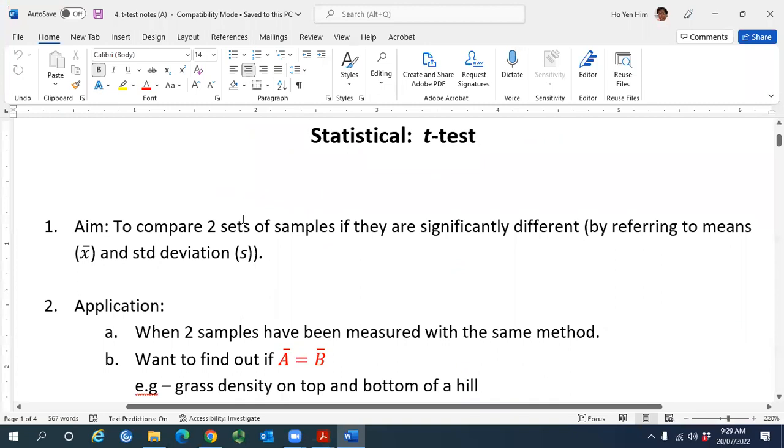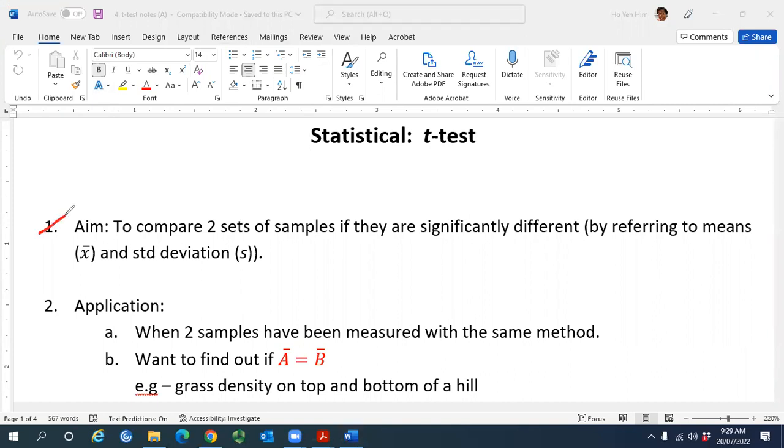Okay, so now we go to page 3 of your notes. What is the use of t-test? So t-test is used to compare 2 sets of samples if they are significantly different or not by comparing their means, and we also need their standard deviation value.